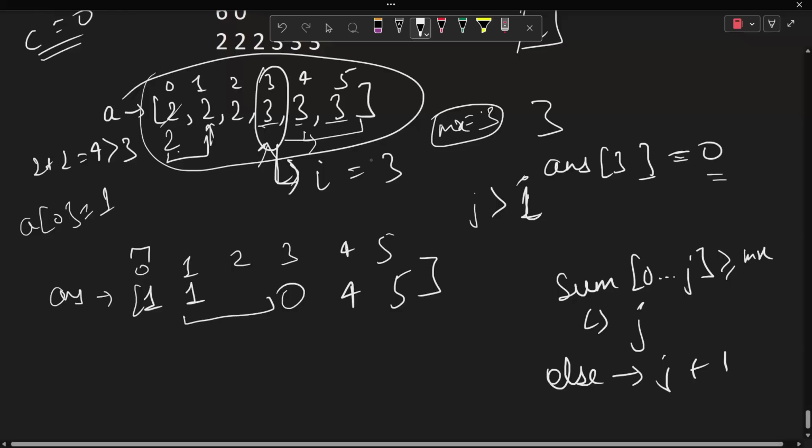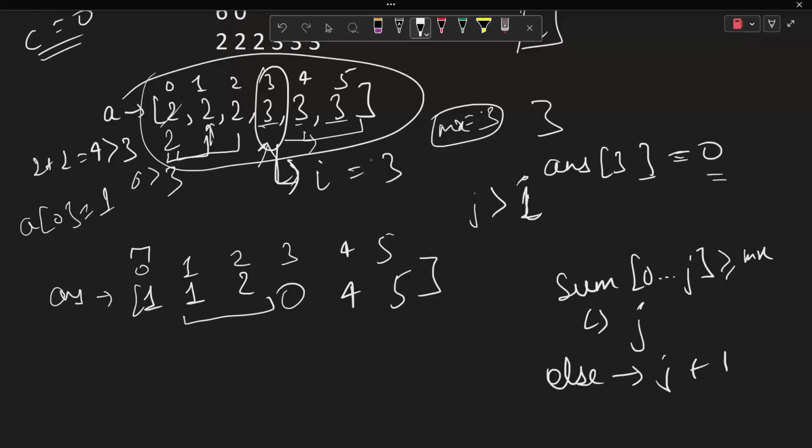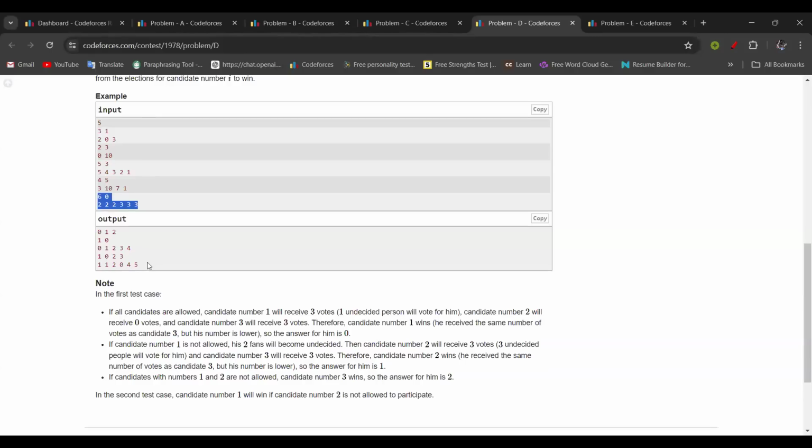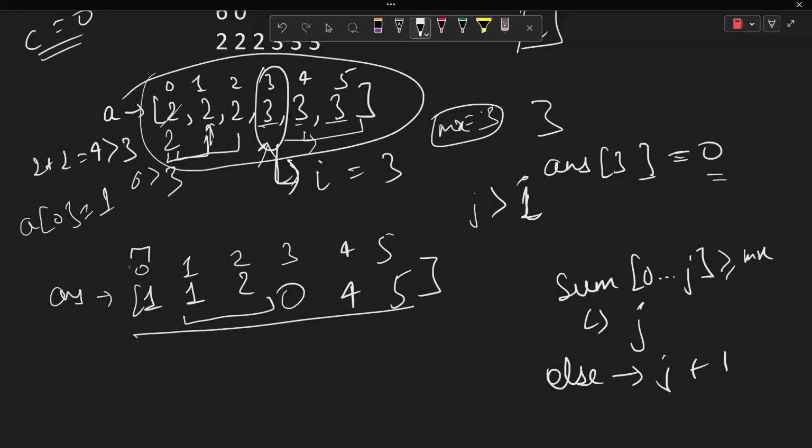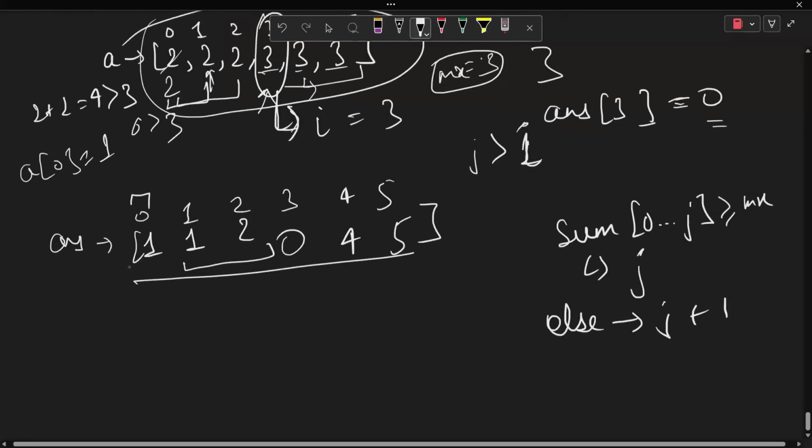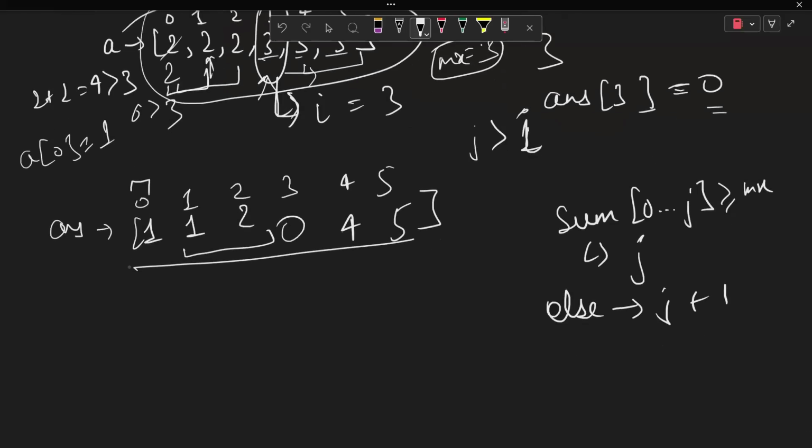And if we look at 2 plus 2 plus 2, it's 6, which is again greater than 3, so we would have 2 as our answer. So this would be our answer array: 1, 1, 2, 0, 4, 5. That's what we got. I hope the algorithm is clear, and now, how can you compute this sum?